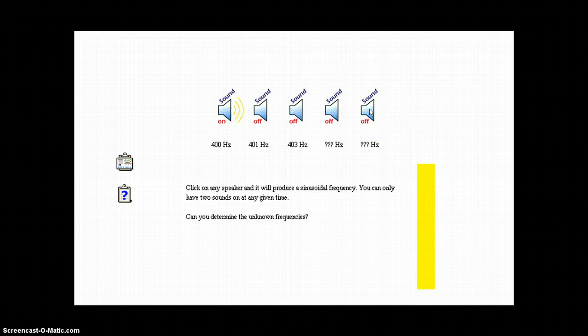Let's turn this last one on. How many beats per second do you hear? It's difficult to determine. Sounds like about 4 though, so it's likely this is 404 hertz.